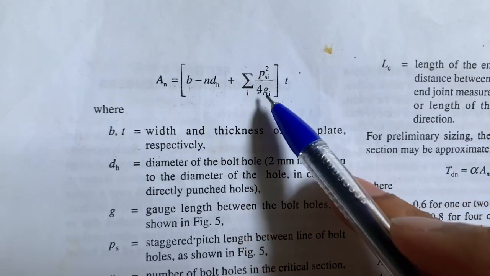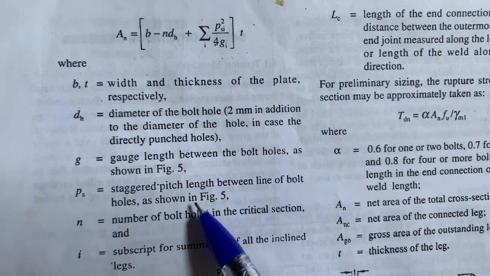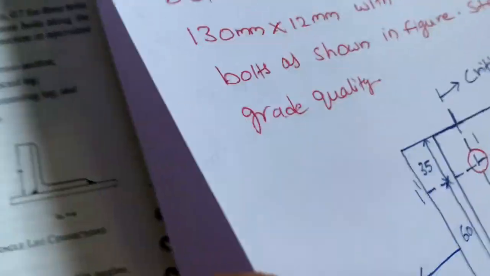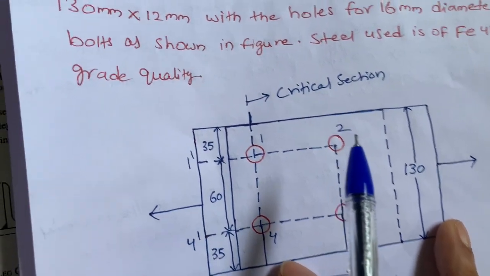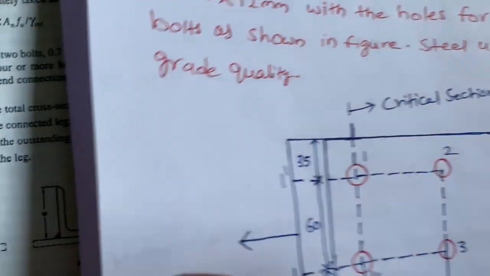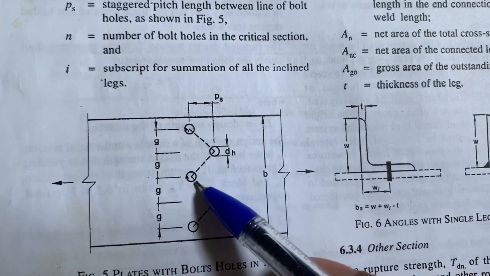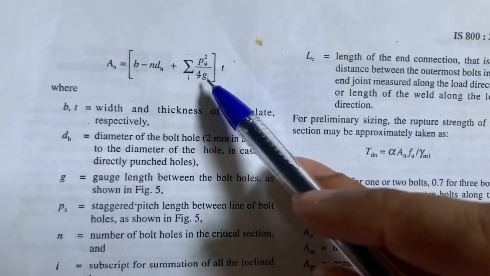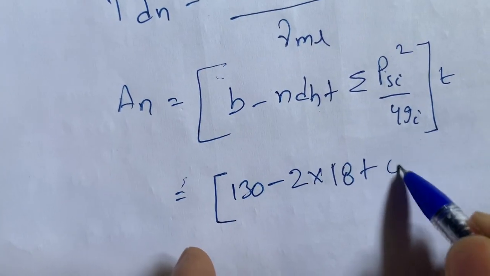So Ps squared by 4g_i, here Ps is the staggered pitch, the length between lines of the bolts. Actually our bolting pattern is linear. This is our bolting pattern. This pattern is linear. There is no zigzag bolting, I mean no staggered pitch. Staggered pitch means, if our bolting is like this, in this direction, we need to consider this equation. But in our problem there is no staggered pitch, that's why I am marking it as 0.